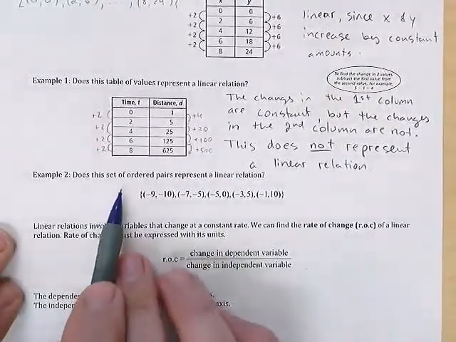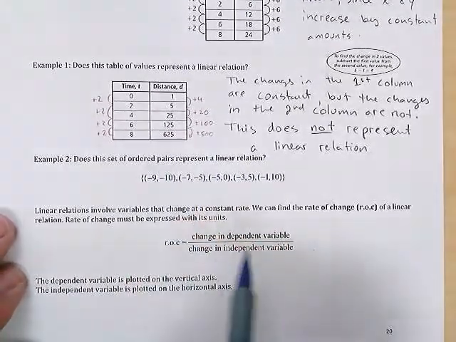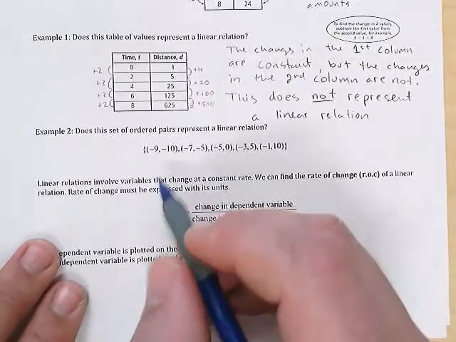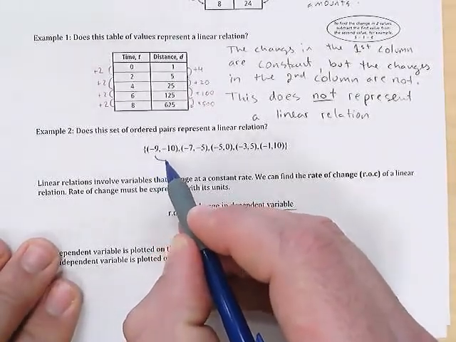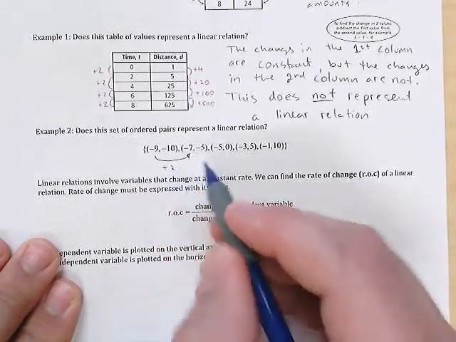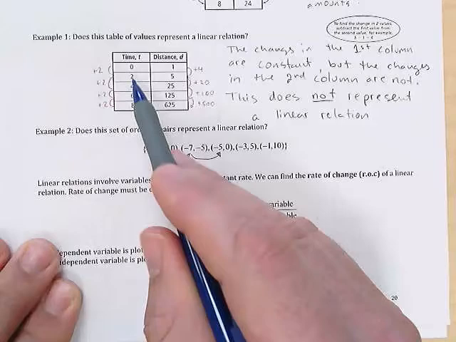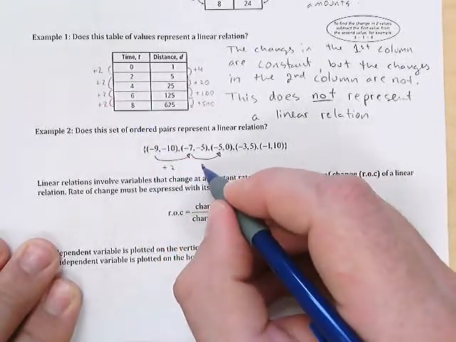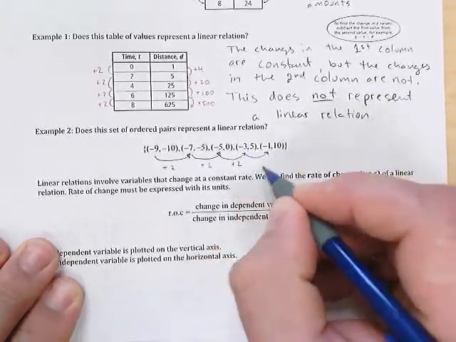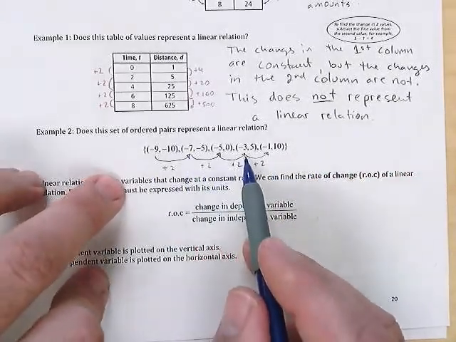Next, example 2. Does this set of ordered pairs represent a linear relation? In a sense, you could be writing this as a table, right? But we just need to make sure. Let's look at the x values, right? From -9 to -7, what happened there? It went up by 2, right? From -7 to -5, we went up by 2 as well. Here, we go up by 2. Here, we go up by 2 as well, right? So you're going from -9 to -7, -5, -3, -1.